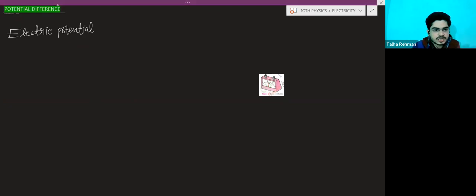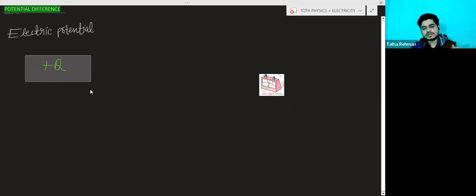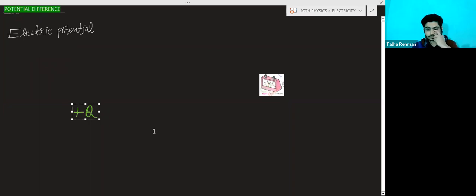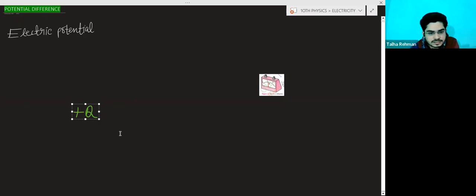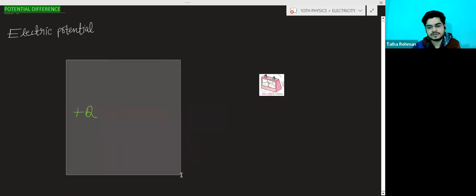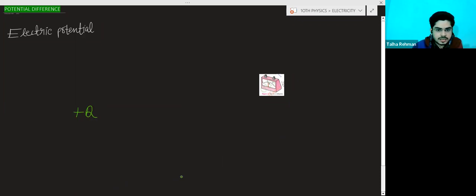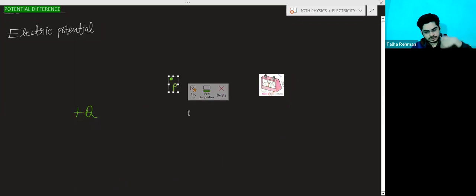For example, suppose here is a plus Q charge. When you go to higher classes, in 12th class, you will study that around a charge, the charge creates the electric field. So this charge will create the electric field around it. Suppose here is one point, and this point is P. I am just telling you what the electric potential is. Due to this charge Q, there will be an electric field at point P. In 12th class, you will calculate that KQ by R square is the electric field. I am not going into that.